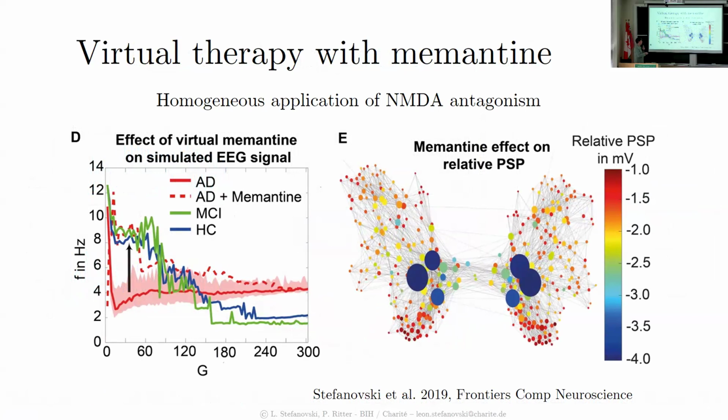And when we applied it in the same model where we saw the slowing caused by the amyloid beta leading to disinhibition, leading to slowing, and we added virtual NMDA antagonism, then we also saw that this slowing disappeared again, resembling the pharmacodynamic effect of the drug.